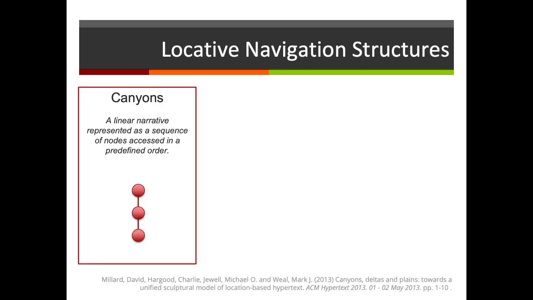Back in 2013, I wrote a paper with some colleagues here at the university that described some of these key structures. We broke it down into three core types. The first is a canyon. So this is a linear narrative represented as a sequence of nodes which are presented in a particular order. So you might think of this as representing a kind of guided tour where the system takes you on a linear journey through a particular location.